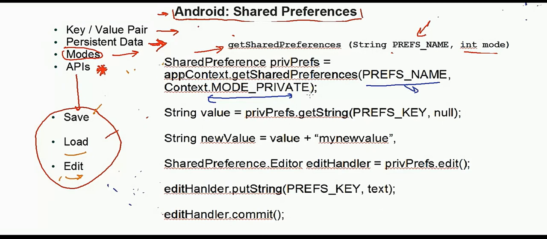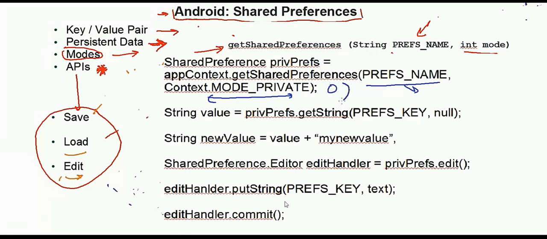For example, here we are using the getSharedPreferences function from the app context to get this private pref variable, which holds the shared preference object. It takes two arguments, the preference name and the context mode, which is the int mode, the integer value we have here. Then we load some string value, which is a key value stored in our preference object, and we try to change it.